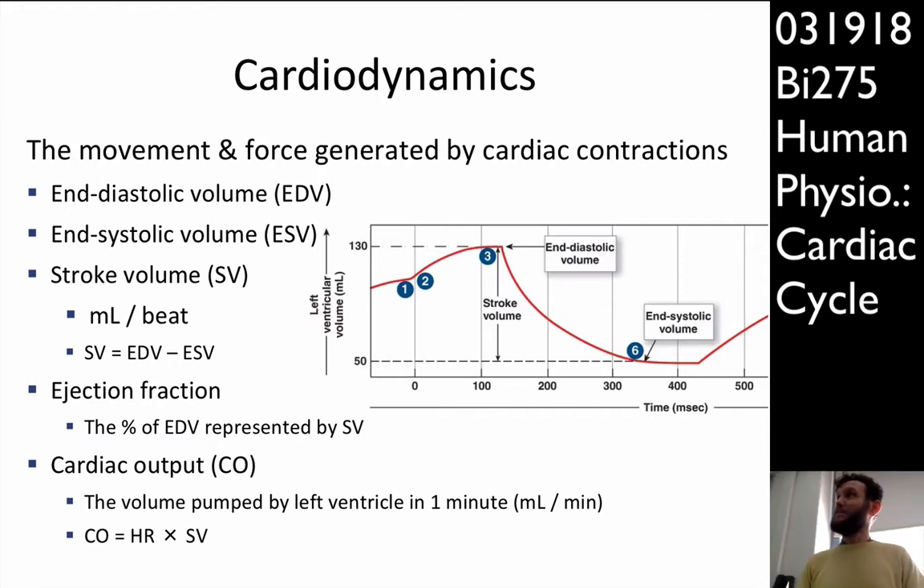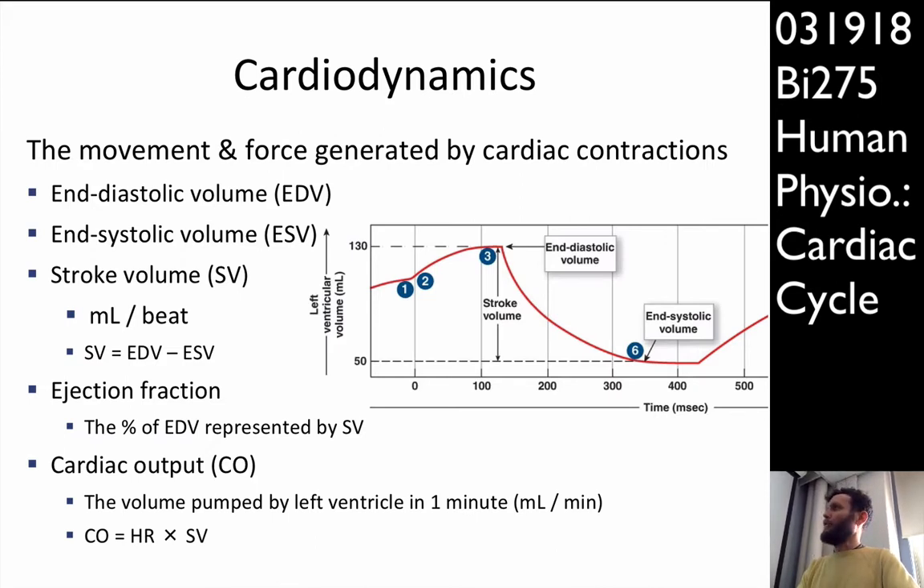The important terms here are end diastolic volume, which I just defined as the volume in the ventricle at the end of diastole, right before ventricular contraction, and end systolic volume, which is how much blood is left in the heart after the ventricle has contracted. This difference is called stroke volume, and the units on stroke volume are simply milliliters per beat. How many milliliters per contraction did the heart go through?